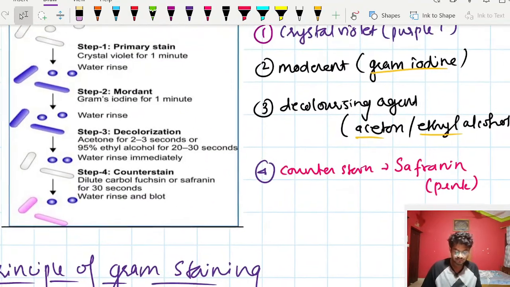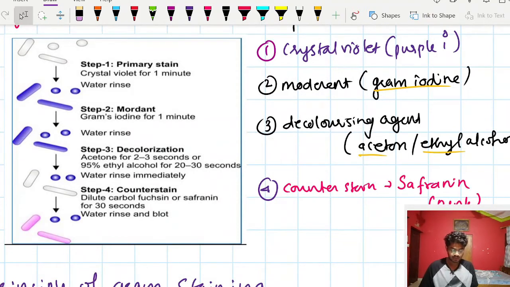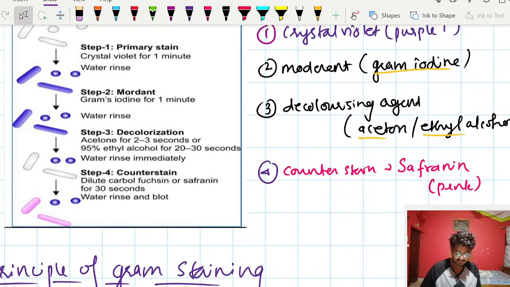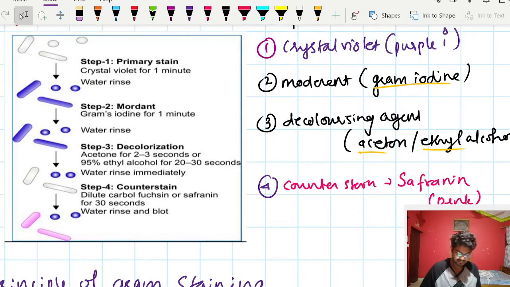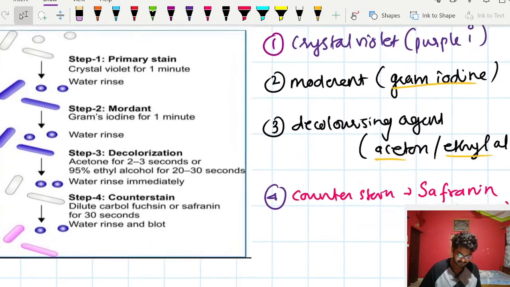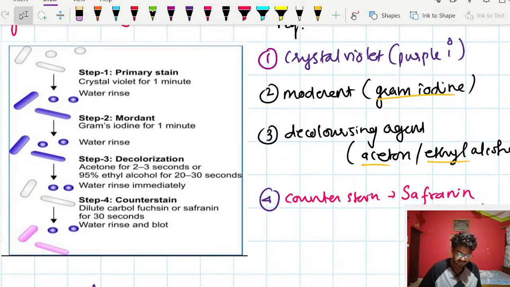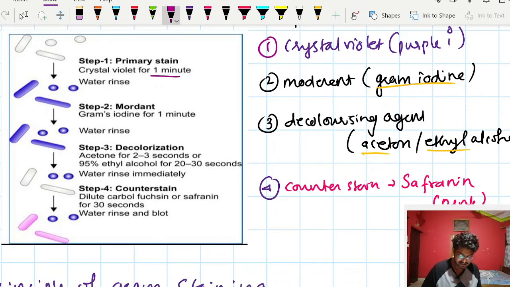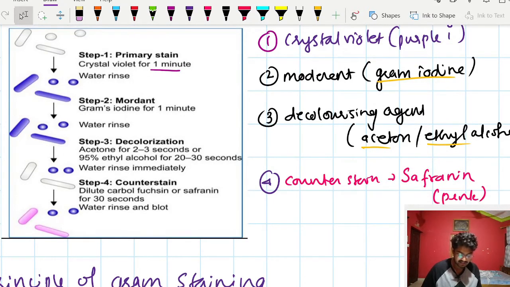So let us dive into how to do the gram stain. First step is using the primary stain. We put the inoculum on a slide, and on that specimen we apply the primary stain, our crystal violet, and let it stand for 1 minute. After that we wash it off with a water rinse. Then the second step is the mordant. We add the mordant, our gram iodine, also for 1 minute.